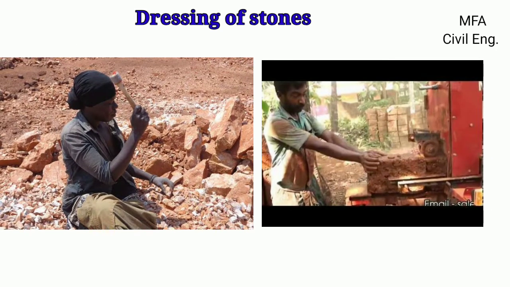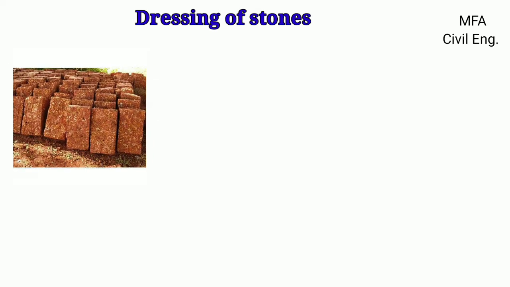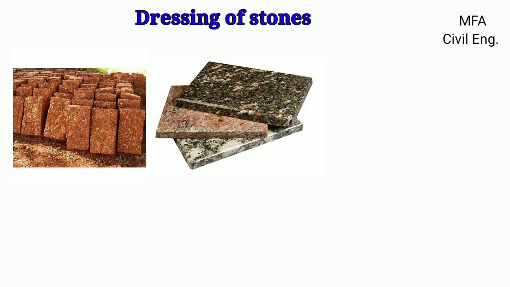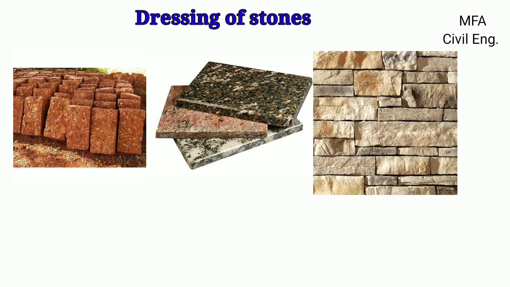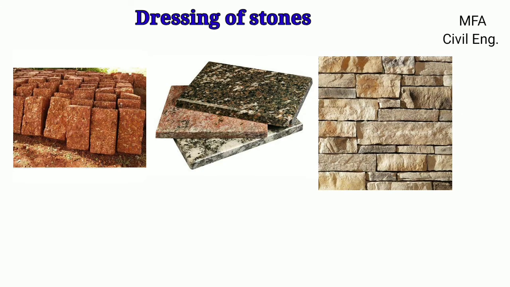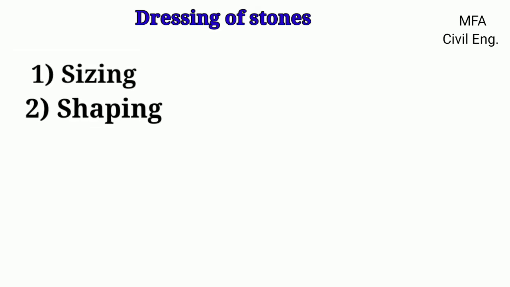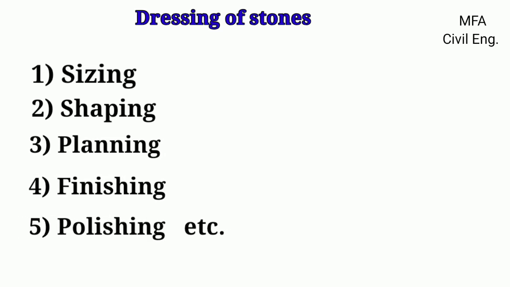Dressed stone has various advantages over undressed stones. It gives the required shape to the quarried stone, improves the appearance of the stone surface, and reduces the width of the mortar, thus achieving economy. It also reduces the weight of the stones and handling cost. The process of dressing of stones includes various steps like sizing, shaping, planning, finishing and polishing.